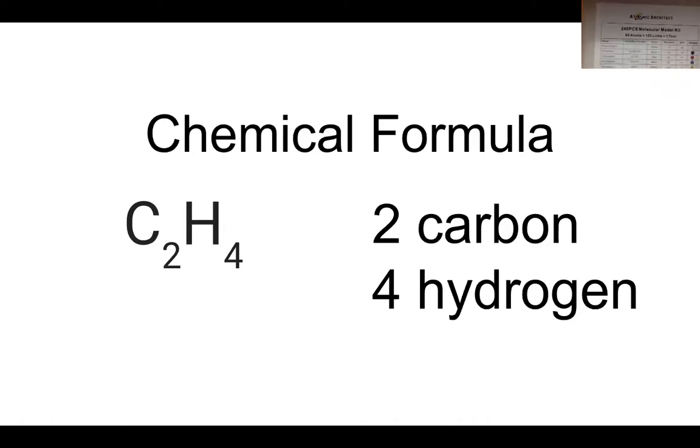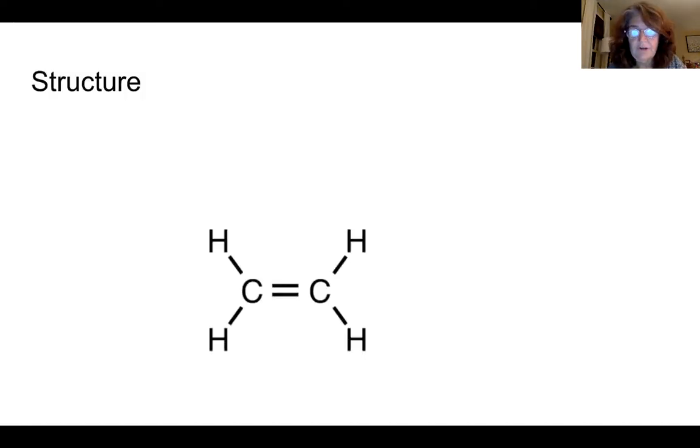Okay? So, if carbon is a black ball with 4 holes, I need 2 of them, and hydrogen is a smaller white ball with 1 hole, I need 4 of them. 1, 2, 3, 4. Okay. We're off to a good start. But how do we hook these together?